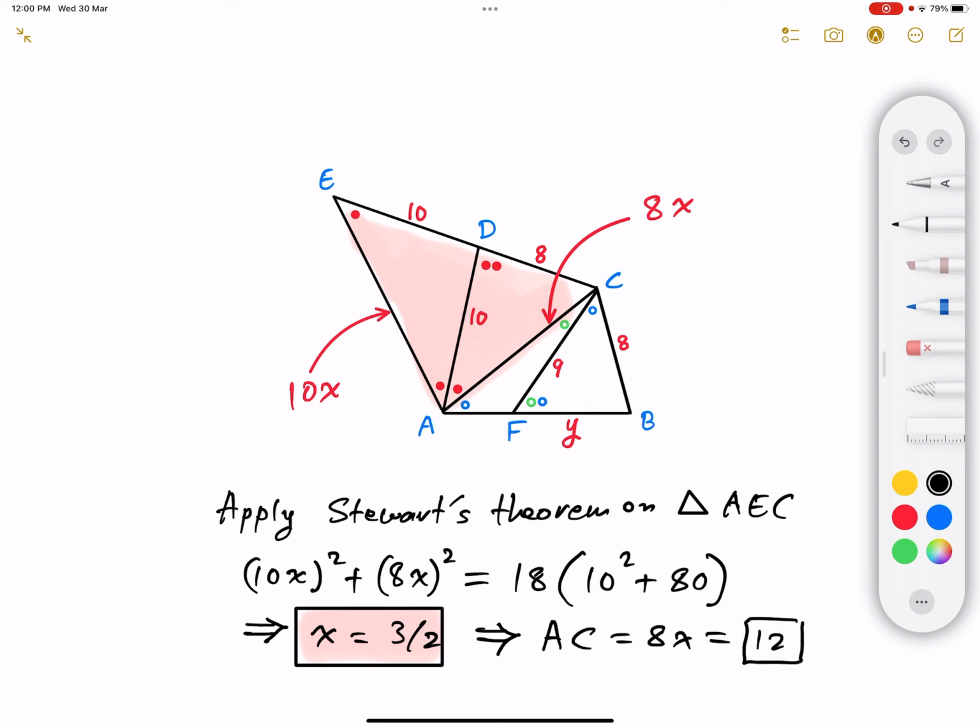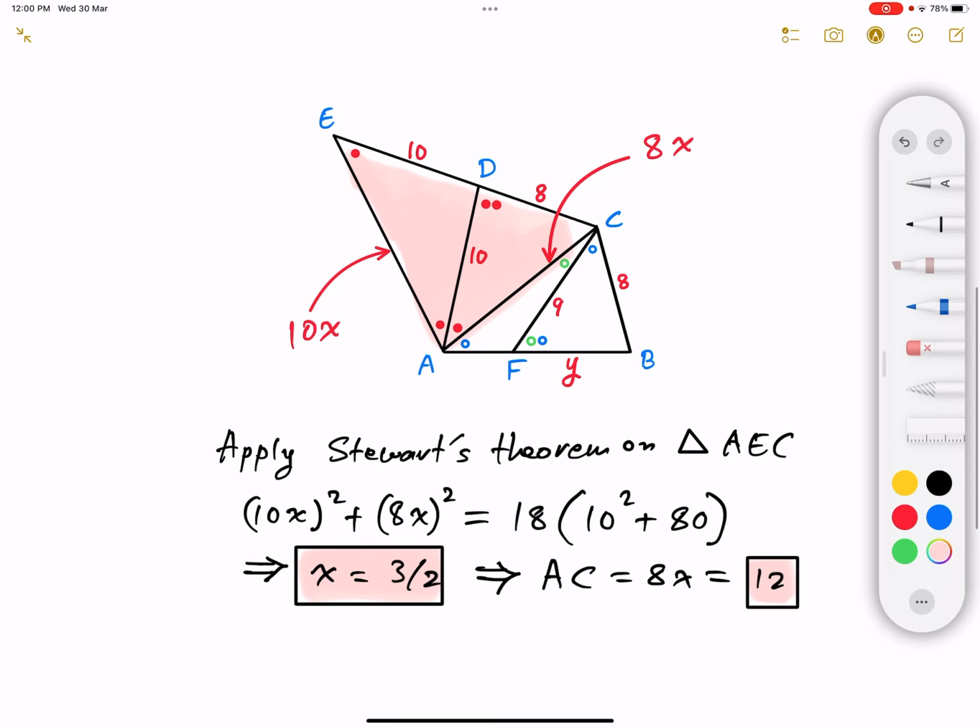So now we have solved for the length AC using two theorems, the angle bisector theorem and Stewart's theorem as well. Of course, maybe we can use other ways to calculate the length AC, but I find this is the easiest and the fastest way.